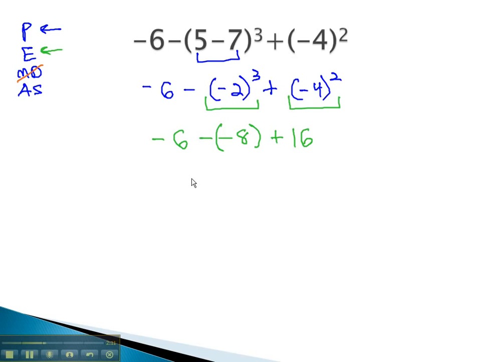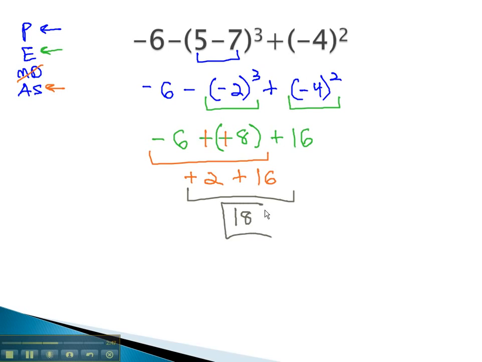There isn't any multiplication or division in this problem, so we'll move on to adding and subtracting, which we can do from left to right. So starting on the left, negative 6 minus negative 8. We don't like to subtract, so we'll add the opposite of negative 8, which is positive 8. And now we see negative 6 and positive 8, different signs, so the bigger one keeps the sign with addition, the positive 8. And we subtract the numbers. 8 minus 6 is 2, plus 16. And finally, 2 plus 16 gives us our final answer of 18. And we're done.